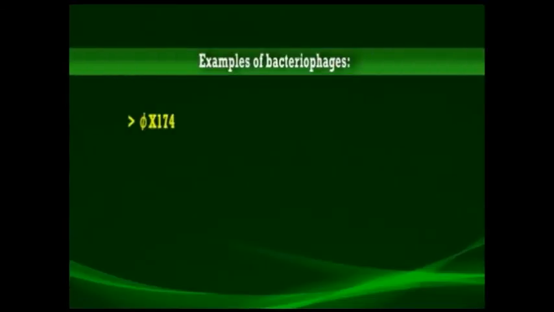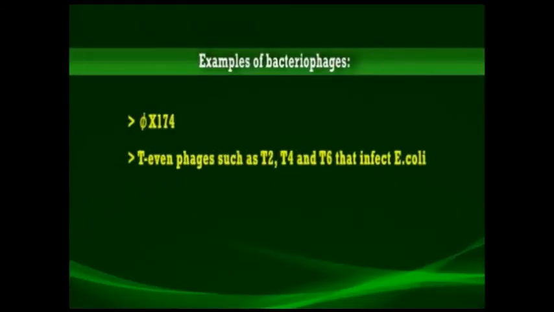Bacteriophages, like all other viruses, contain nucleic acid and proteins, and the genetic material may be either DNA or RNA, but never both. The nucleic acid of phages often contains unusual or modified bases, which protect it from the nucleases that break down phage nucleic acid during infection. Examples of bacteriophages are phiX174, T-even phages such as T2, T4 and T6 that infect E. coli, and temperate phages such as lambda and mu.